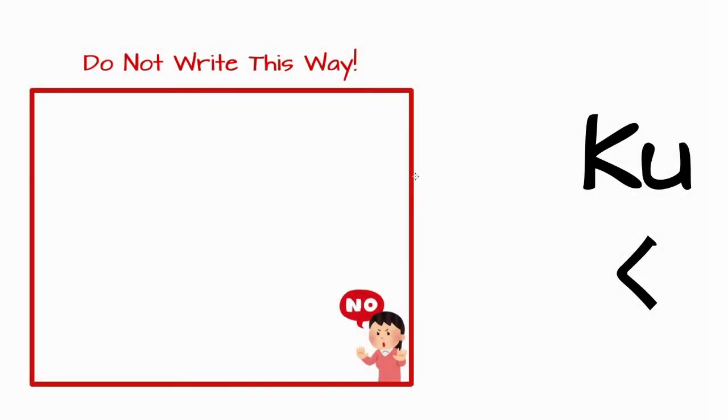Now the incorrect ways of writing Hiragana ku. Even though it's a pretty easy character to write, there are still ways that you can mess up. So for this example, if you notice the center of the character, if you write a line going through it, it's pointing up instead of straight across how it should be. So this would be incorrect.